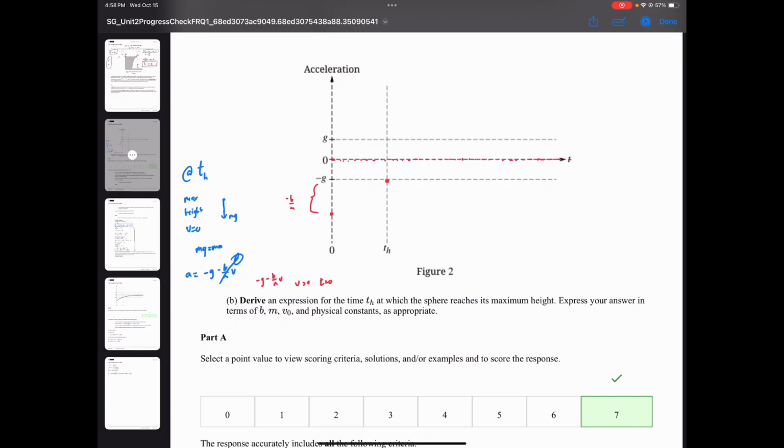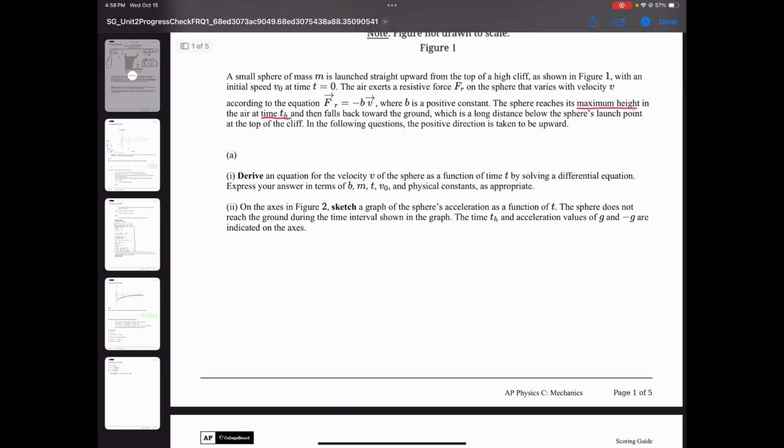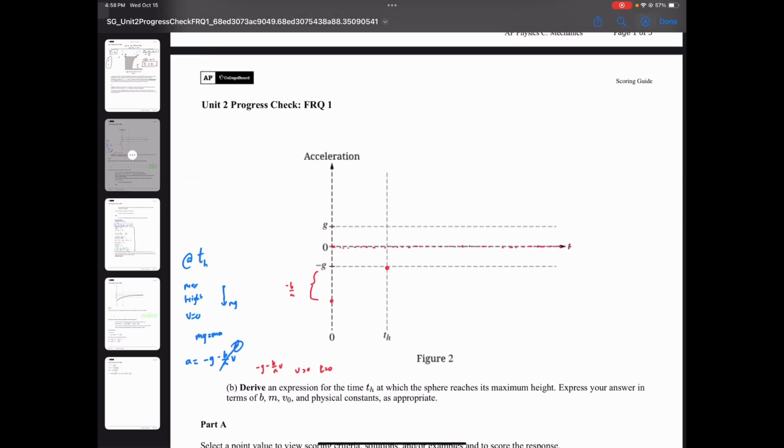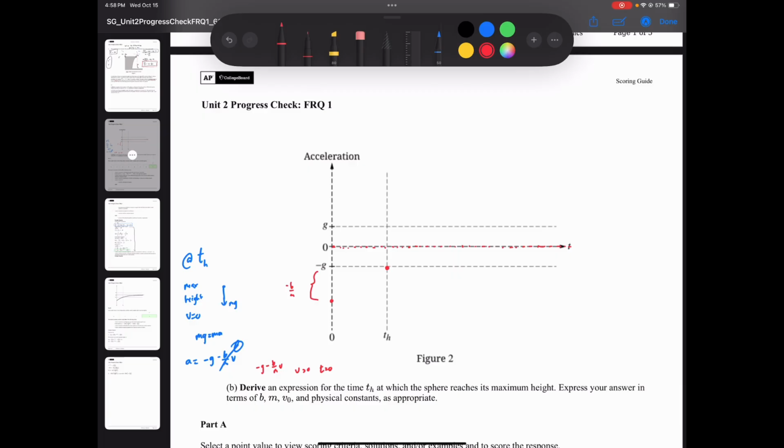as time goes on, this is when you have to actually look at the differential equation. So here, I'll just write it down. The solution for the differential equation is v naught plus mg over b times e to the negative b over m times t, minus mg over b. That's the actual solution of the differential equation. And at time t_H, we know that this velocity has to equal 0.